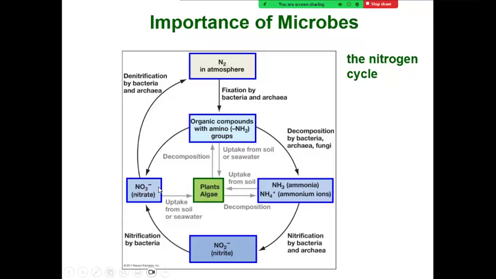And then nitrate can also be converted into nitrogen gas in the atmosphere by bacteria and archaea. And then we've finished the cycle, or we can restart the cycle, whatever you want to call it. Anyways, that's the way nitrogen moves around in the Earth's ecosystem. Any question about any of that?